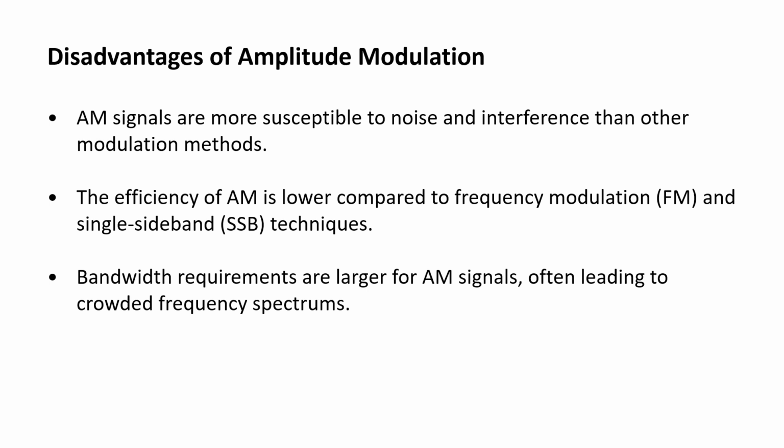Fourth point is fading issue. Amplitude modulation experiences fading due to multipath propagation, where signals take different paths and interfere with each other. Higher distortion. Amplitude modulation is more prone to distortion due to non-linearities in transmission and reception. Shorter transmission range in daytime. High frequency amplitude modulation signals rely on ionosphere reflection for long range transmission, but this effect weakens during the daytime, reducing effective range.